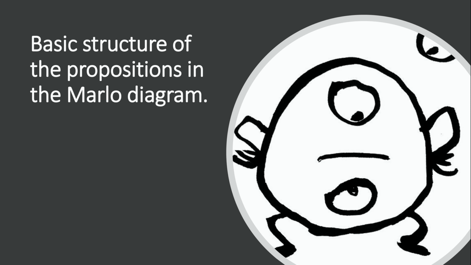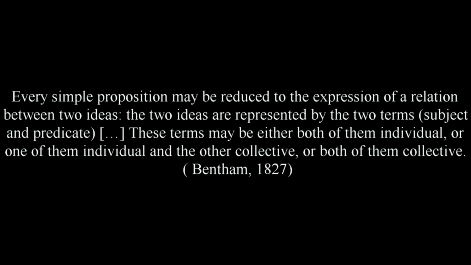Basic structure of elementary propositions in the Marlo diagram. Every simple proposition may be reduced to the expression of a relation between two ideas. The two ideas are represented by the two terms, subject and predicate. These terms may be either both of them individual, or one of them individual and the other collective, or both of them collective. Bentham, 1827.